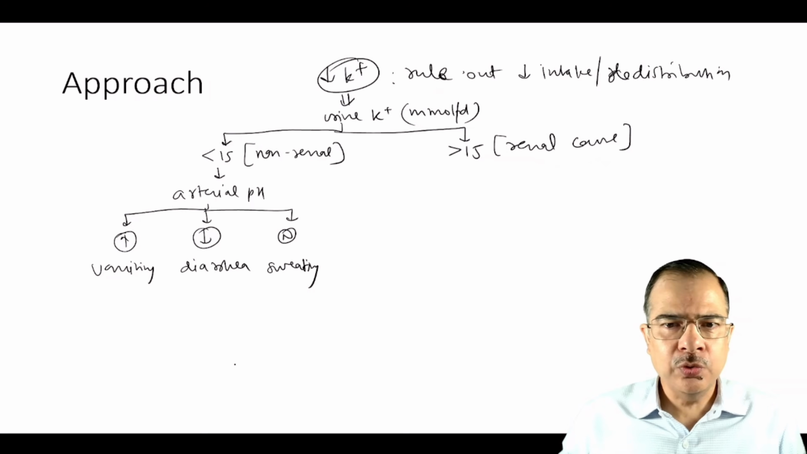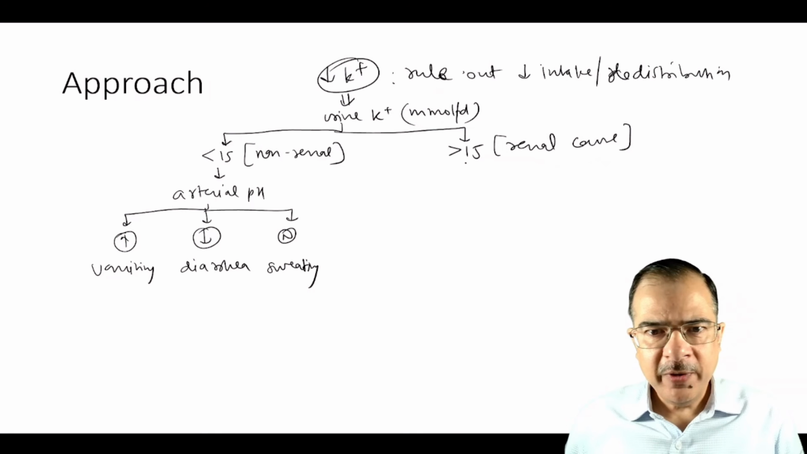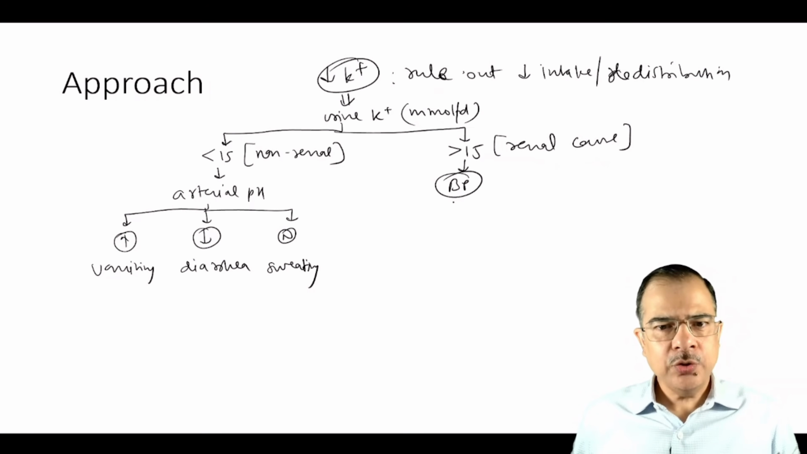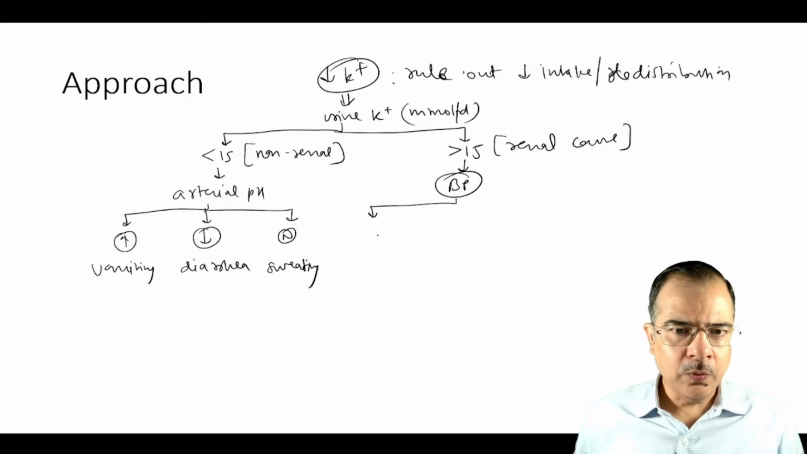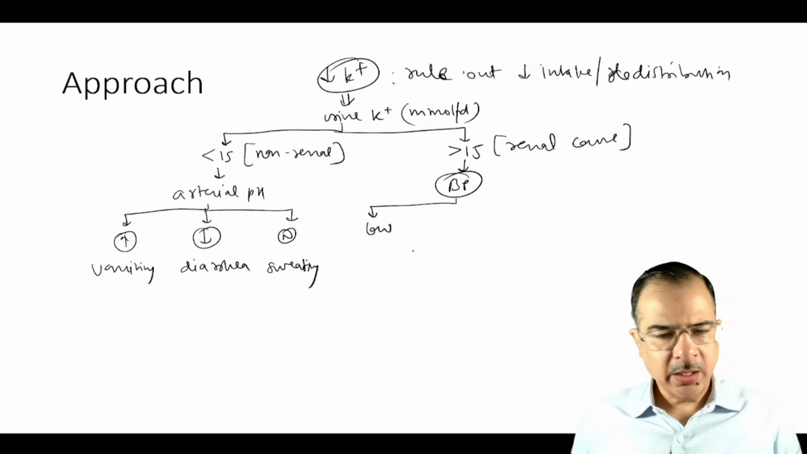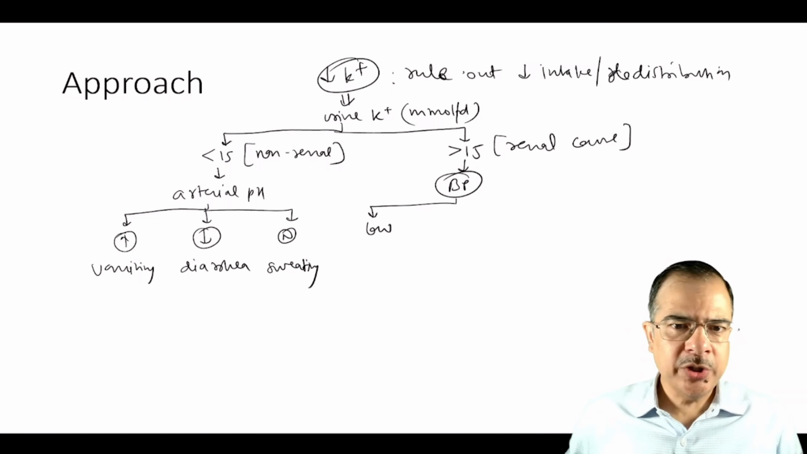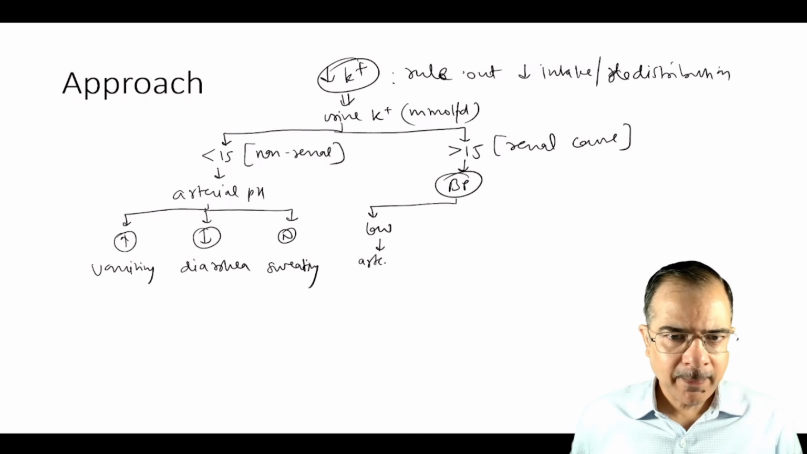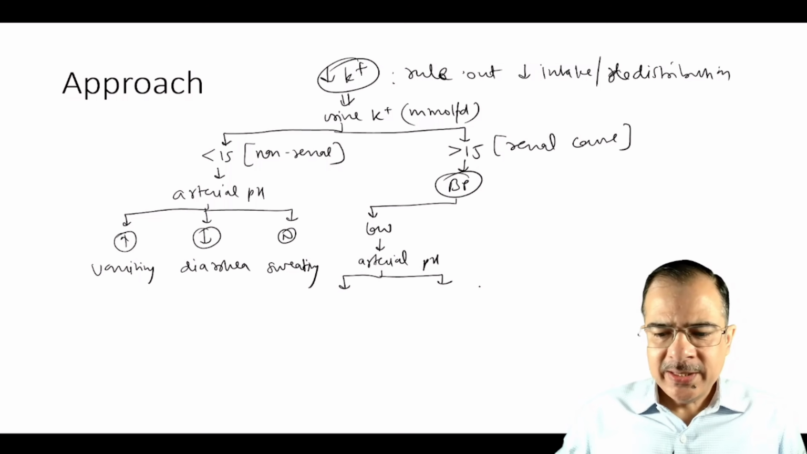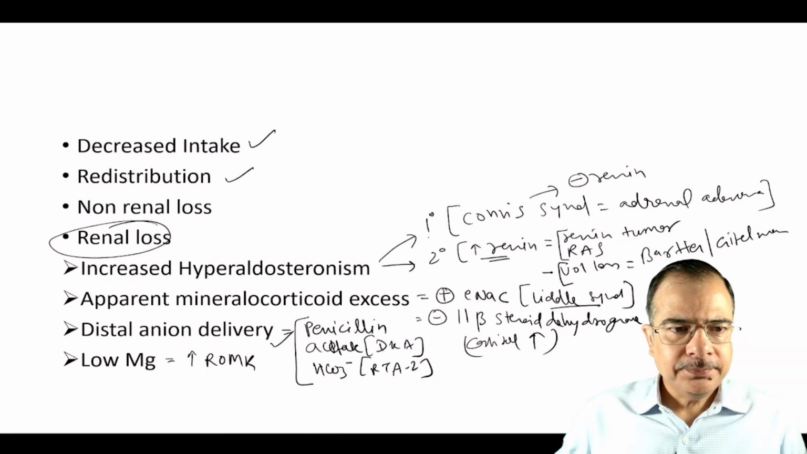So let's see how to rule them out. So we will look at the blood pressure. This is the most important parameter to be assessed. So if the blood pressure is low, there will be important causes why blood pressure is low. We will go for the arterial pH.